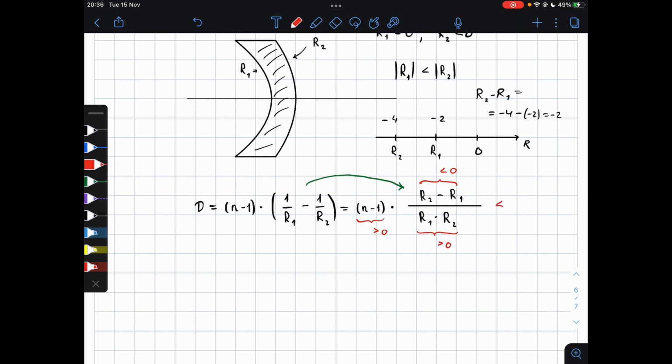So it means that our power will be less than 0. It means that our lens is a diverging lens. It will diverge the whole beam of light, the beam of rays. That's all. We proved our formula, the lens maker's formula. In the next video we will solve some problems.